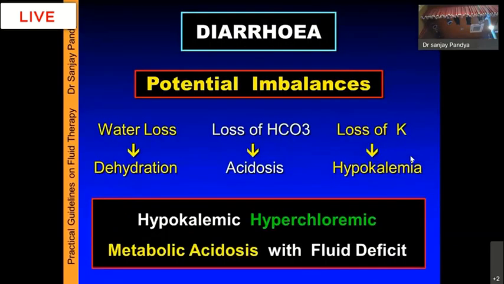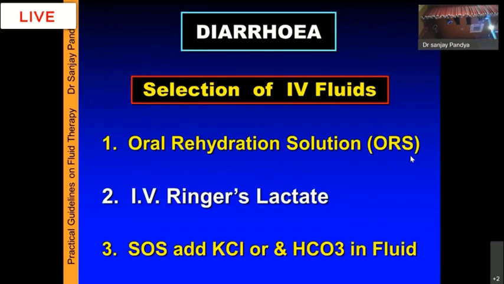Okay, diarrhea. Two important characteristics: rich in potassium and rich in bicarbonate. Because it is rich in potassium, it will cause hypokalemia. Rich in bicarbonate, so it will cause loss of bicarbonate-rich fluid, which will lead to what? Metabolic acidosis. So the patient will have hypokalemic, hyperchloremic metabolic acidosis with fluid deficit. The best way to treat is to give ORS.